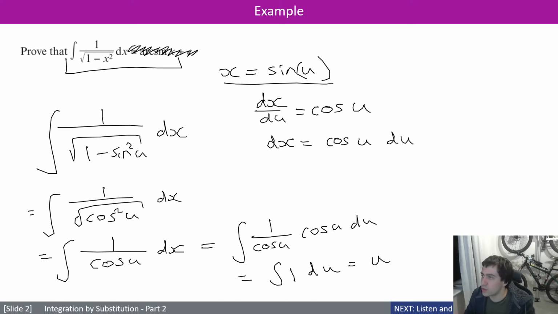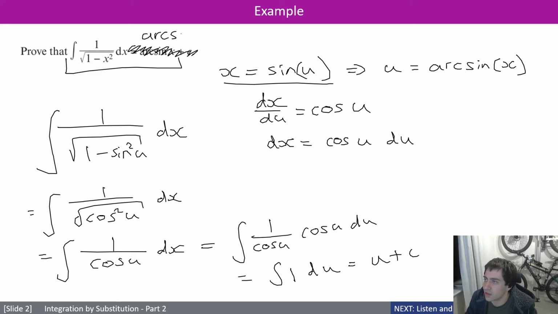But what is u? Well, u was arcsine of x, right? If you just take the inverse of both sides. So that's it. We've got the answer. Technically, this is u plus c. So our final answer would in fact be arcsine of x plus c as required.